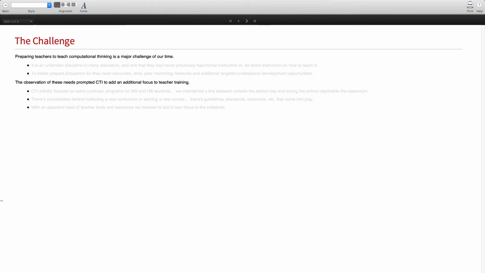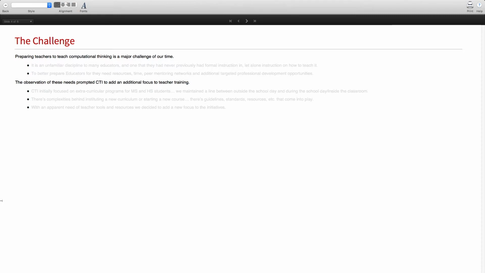So CTI initially focused on extracurricular programs for middle school and high school students. We were like, it is too hard to get into the classroom. It is too hard to change institutions. So let's settle with tackling this beast some other time. Let's make sure that we can provide teachers with the resources that they might need so that they can do this. But after having several conversations with educators and individuals who are truly motivated about bringing this to the classroom, we realized that, okay, maybe there is something that we can do.